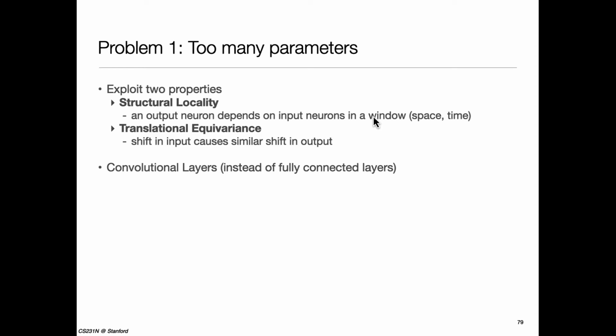What this is basically saying is that a decision at a particular point in an image or a particular point in a time series is going to depend upon the neurons in the previous layer which are at that location or at that point in time. So in an image, a neuron would more likely depend upon nearby neurons in the preceding layers as opposed to faraway neurons. And the second one is translational equivariance.